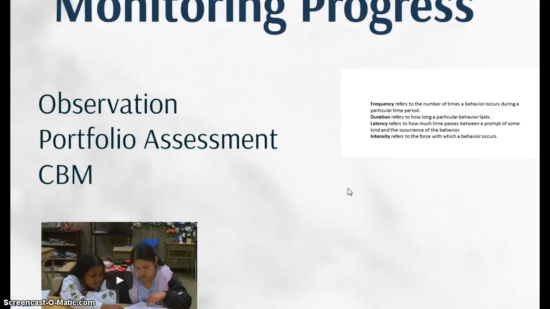You remember I talked about measurement. So when we're measuring from observations, we're looking at 4 different dimensions. One is frequency. How often does a behavior occur? Then we look at duration. How long does the skill or the behavior last when you do see it? Latency, which is how long it takes from the time I say do it to the time he starts doing it. And then intensity refers to the force with which a behavior occurs.